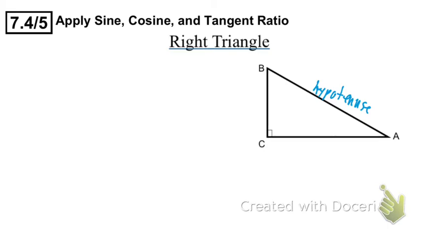I can call this leg over here on the left-hand side the leg opposite angle what? Angle A. This leg is opposite angle A. It's across from angle A. It is not touching angle A. Could it be opposite angle B? No, it's touching angle B. Could it be opposite angle C? No, it's touching angle C. It's the leg opposite angle A.